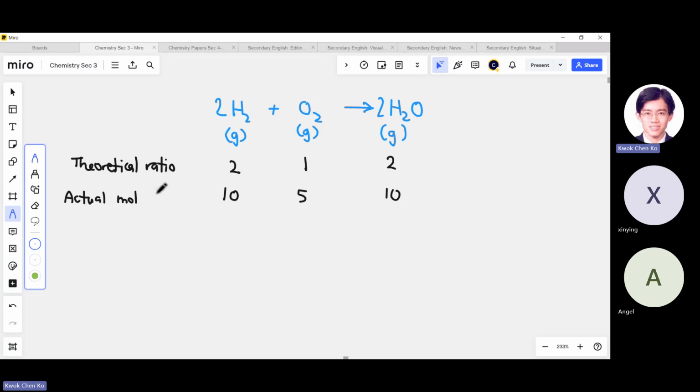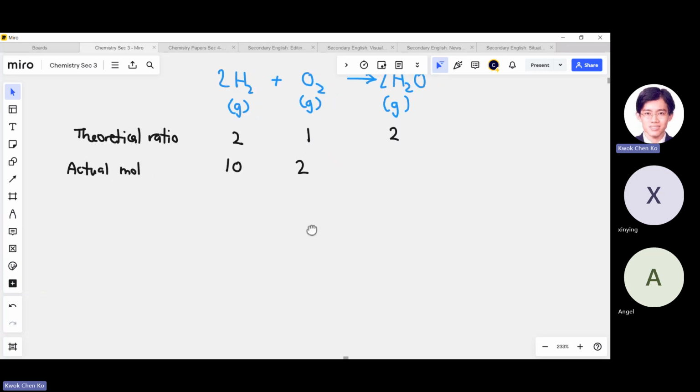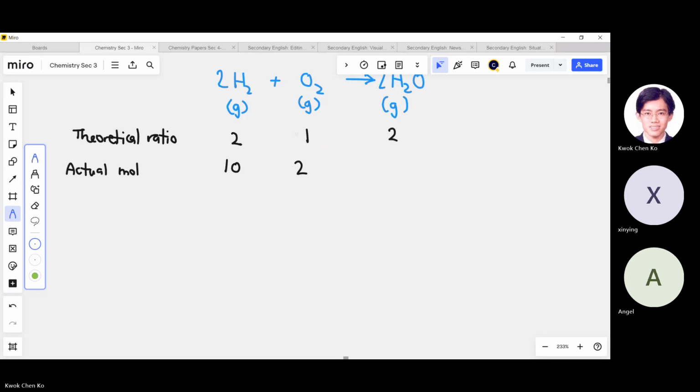But your question is not going to be so high. It's going to give you 10 moles of H2 and 2 moles of O2. Now we have a slight problem, right? How many moles of water would I get? Okay, let's go through this. Now, the problem is one of them is limiting. The word limiting only applies to reactant, so I don't have to look at the right-hand side. I only look at the left-hand side.